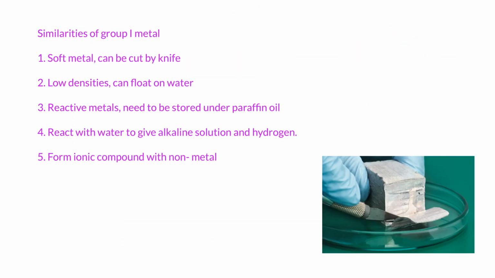And then the similarities of group 1 metals. We imagine metals are very hard, but to your disappointment, group 1 metals are pretty soft. How soft is it? It can be cut by a knife, just like butter. So they're soft metals, and not only this, they have low density. Compared to water, they have a much lower density. So if you put it into the water, you'll find that the sodium can float on the water.